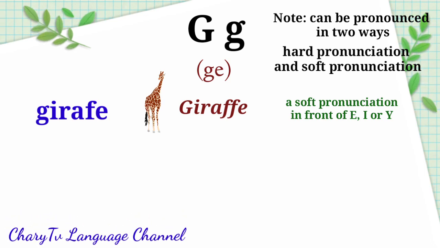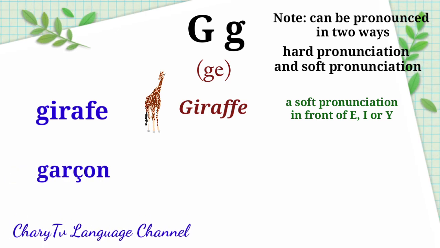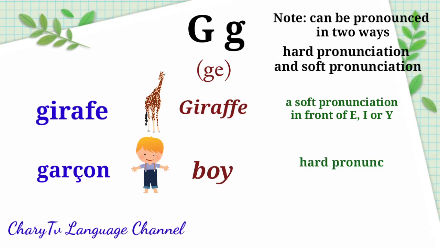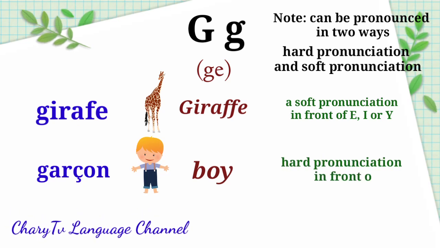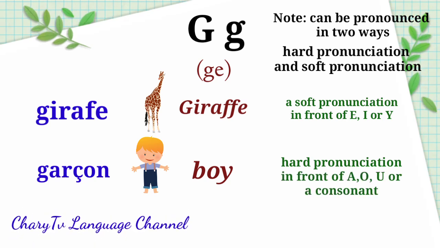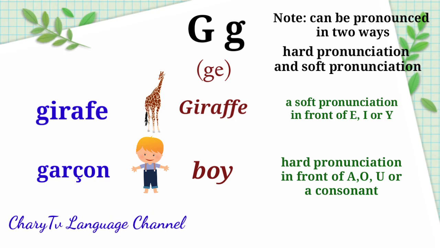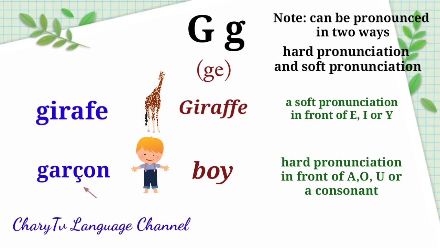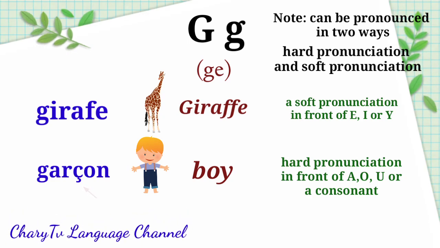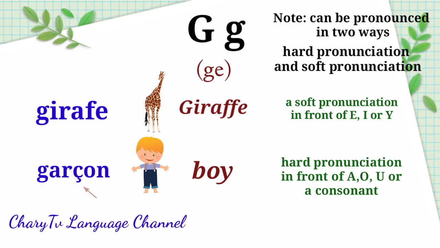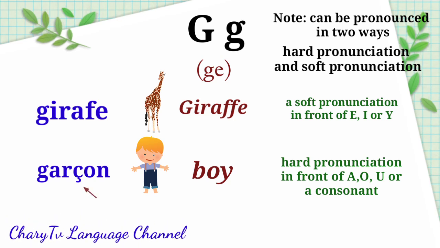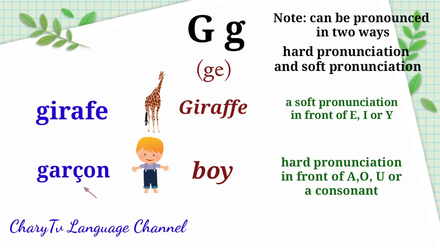For hard G, like garçon, which means boy, it is a hard pronunciation if it is in front of an A, O, U, or a consonant. Okay? And as you can see, there is a symbol under the C letter. We will learn that in the future videos together. Okay? So again, garçon. Let's listen. Garçon.